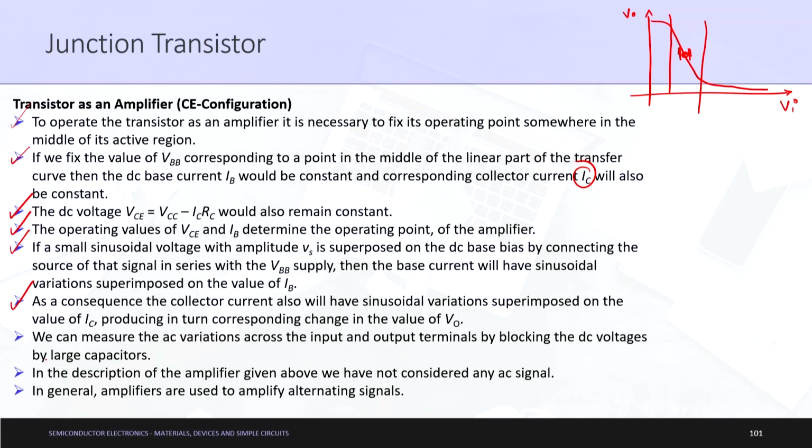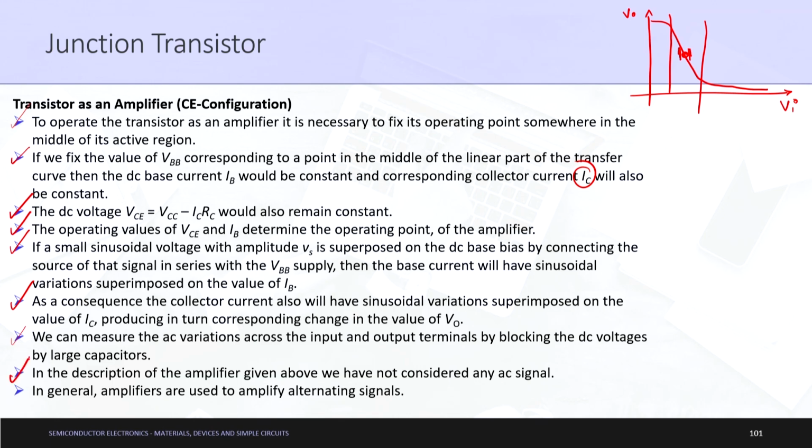So, as a consequence, the collector current will also have sinusoidal variation superimposed on the value of IC, producing in turn a corresponding change in the value of V naught. V naught is basically your output voltage. We can measure the AC variations across the input and the output terminals by blocking the DC voltages by large capacitors. So, that is another application of how large capacitors can be utilized, if we need to consider only the AC signals.